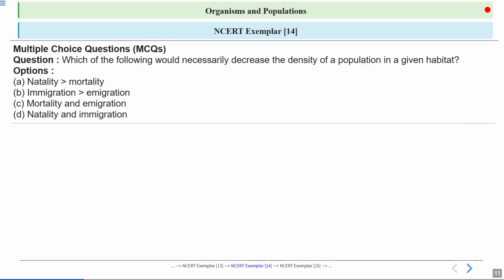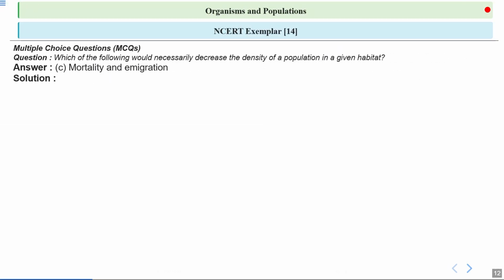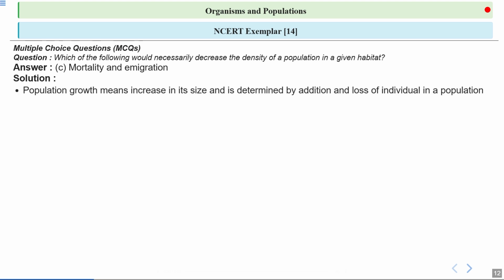Next question: which of the following would necessarily decrease the density of a population in a given habitat? Option A, natality is more than mortality. Option B, immigration is more than emigration. Option C, mortality and emigration. Option D, natality and immigration. What is the correct answer? Let's have a look at the answer. Option C is mortality and emigration. Now let's have a look at the explanation.